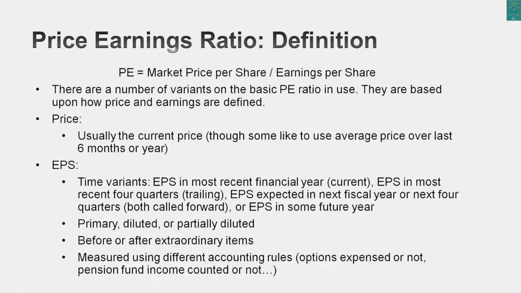You can divide earnings per share before extraordinary items or after extraordinary items. Partially diluted, fully diluted, primary earnings per share, before option expensing, after option expensing. What I'm trying to say is you take any company, you could probably write 15, 20, 25 different numbers, all claiming to be PE ratios at any point in time.